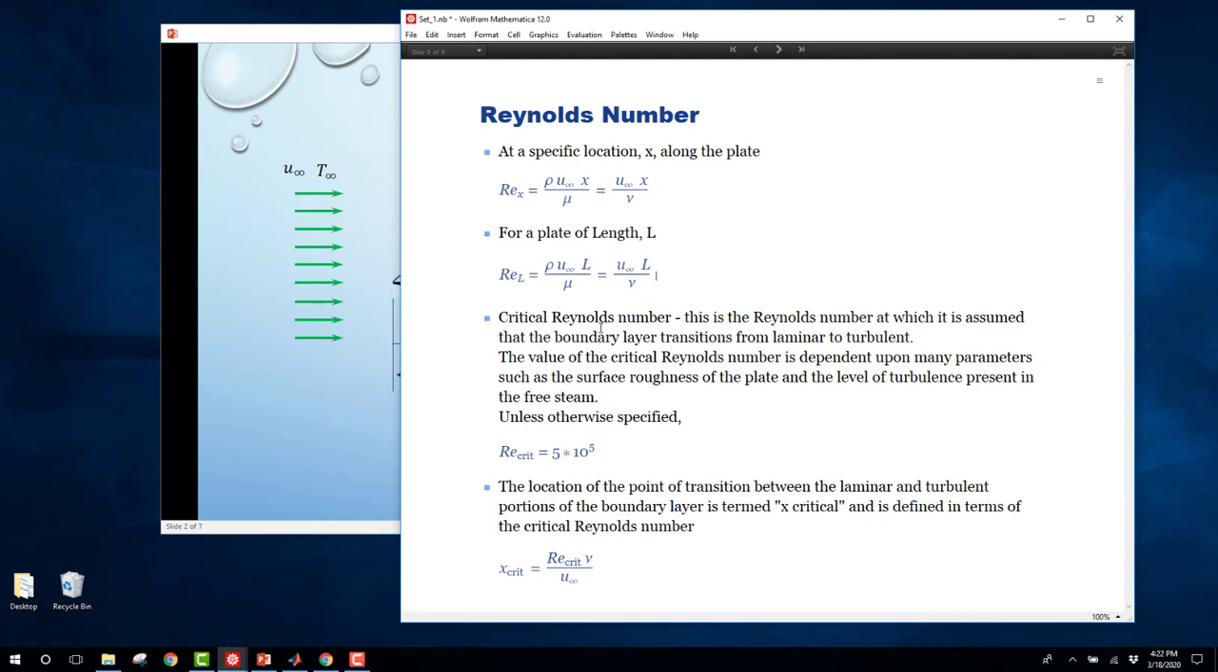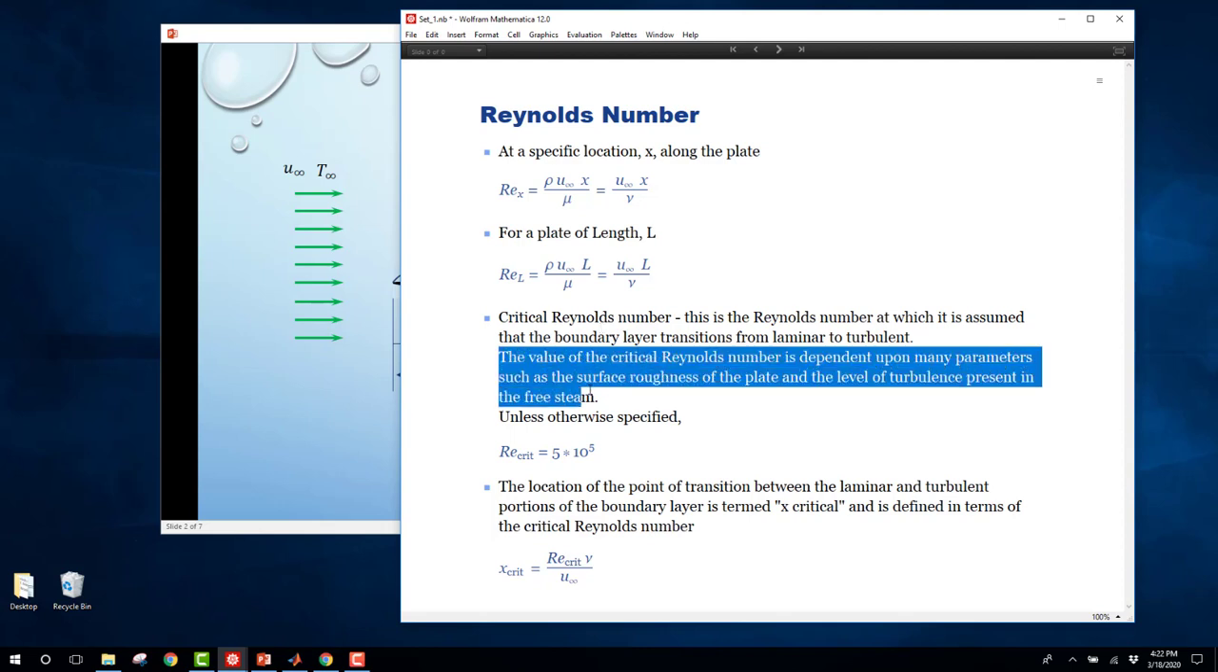Now, the critical Reynolds number is the Reynolds number at which we will transition from laminar to turbulent. This value is really dependent upon the parameters that make up the plate and the free stream and the flow velocity. So if the plate is rough as compared to smooth, you might have a different transition from laminar to turbulent. Same thing with the amount of initial turbulence in the flow. So the fluid flow does not have to be considered completely turbulent, but there is always going to be slight eddies and microturbulences within the flow. So both of those can definitely influence the point at which the flow will go into transition from laminar to turbulent.